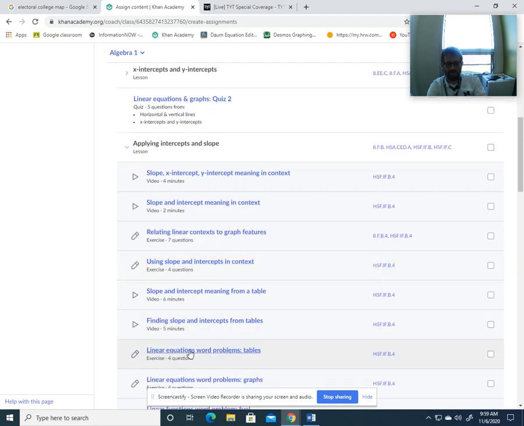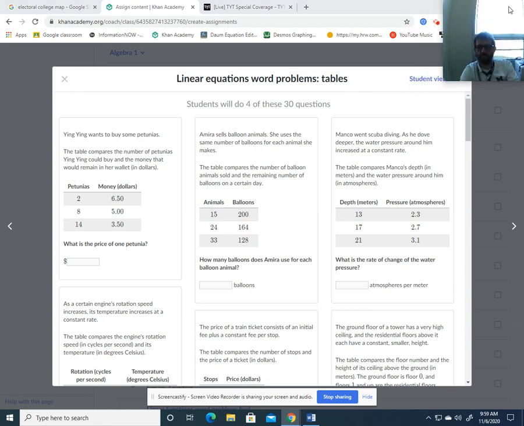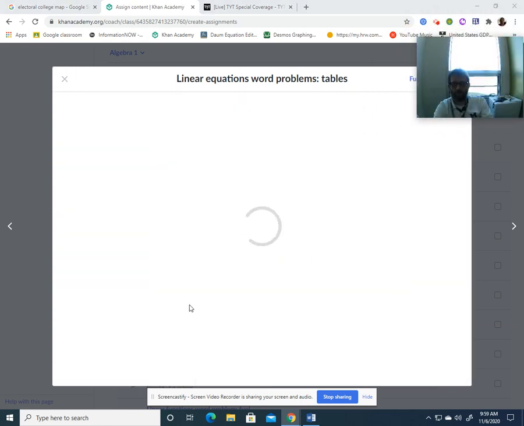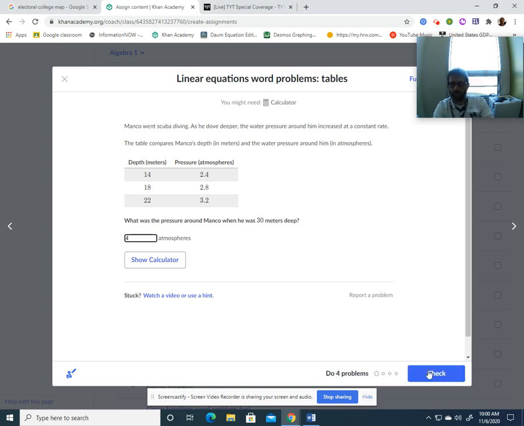Let's do this one. See if we can get two of these into one thing. What was the pressure around Marco when he was 30 meters deep? So we're wanting the depth to be 30. We've gone up 4, we went up another 4. If we go up another 4, we're at 26. If we go up another 4, we're going to be at 30. So we need to go up 4 twice. Here we're going up 0.4 and then 0.4. So we're going to go up 0.4 two more times. You add 0.4, you're going to be 3.6, and then you're going to be spot on 4.